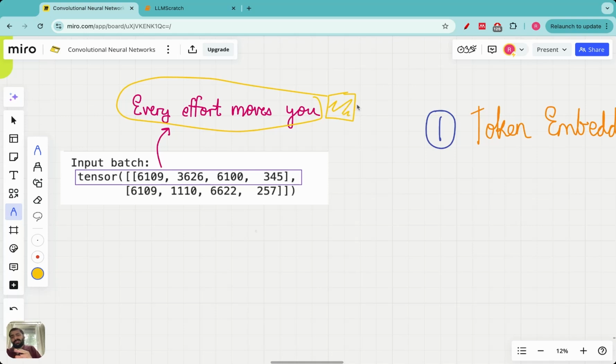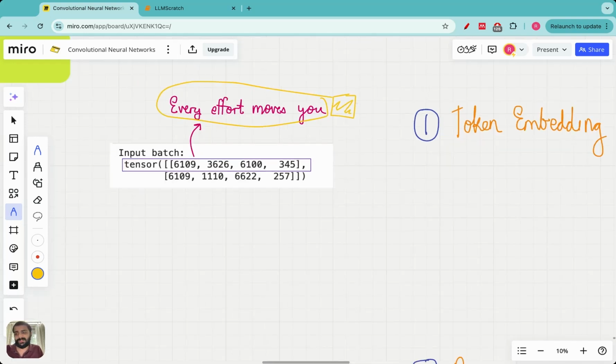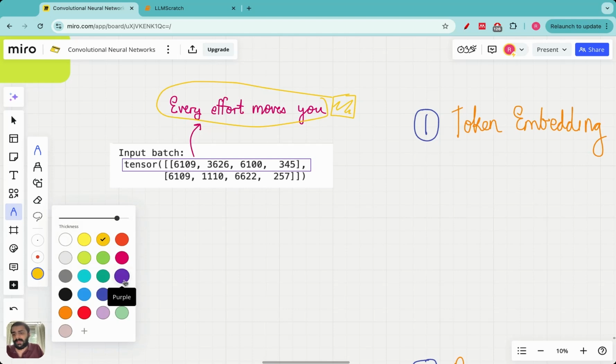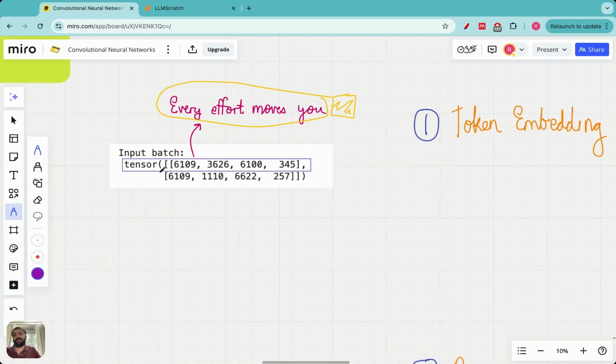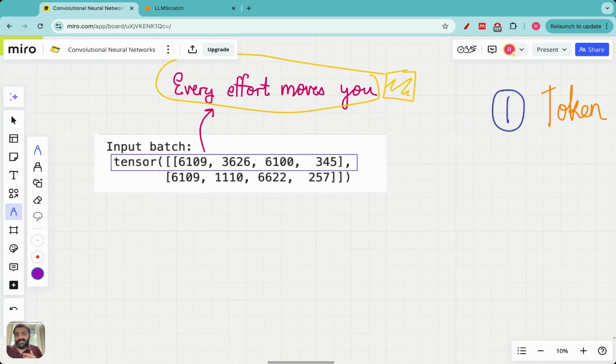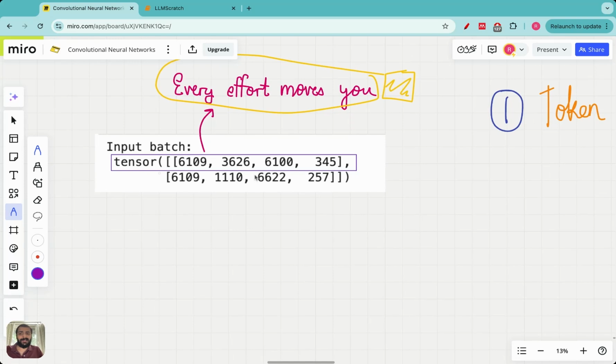So let's go through a sequence of steps of what exactly happens in the GPT model when this input is given. I'm going to switch to a darker color so that you all can see what I'm writing on the board. Ideally inputs come in batches. When we go to code, we'll see that we have two batches, and in each batch there are four tokens. The first batch has "every effort moves you" and the four token IDs corresponding to that, and the second batch has token IDs corresponding to the second sentence.